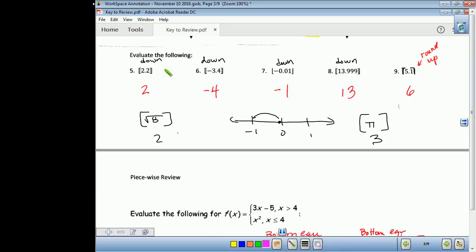All right, rounding up, rounding down. Well, I gave you down, down, down, down, up. Okay, how do we know the difference? The up has the top bracket, and down has a couple choices. Down could be the double bracket, it could be the single bracket, or it could be the bottom bracket. All three of these mean down. This is our only symbol for up.